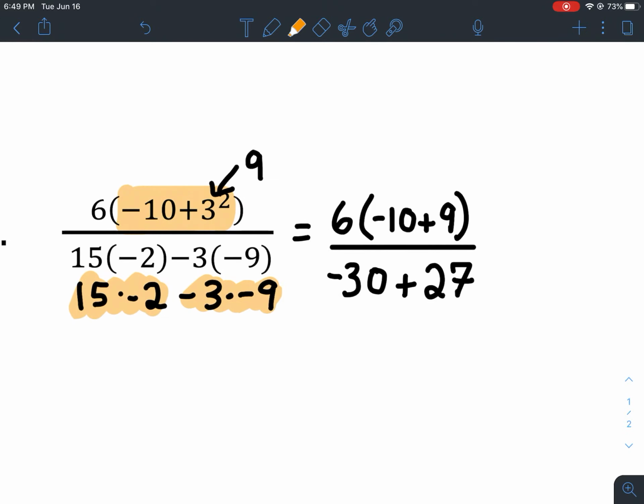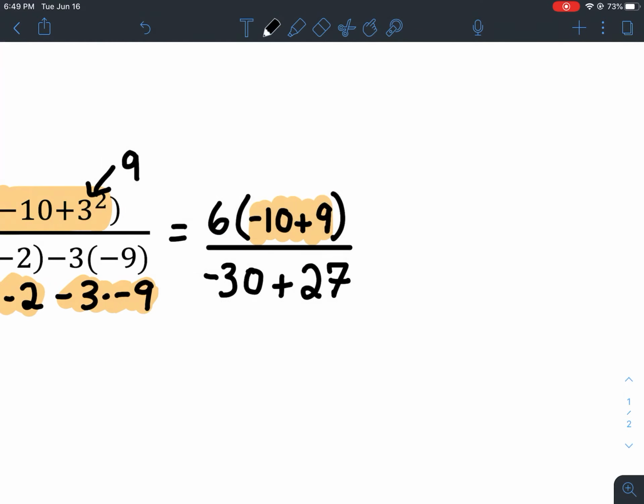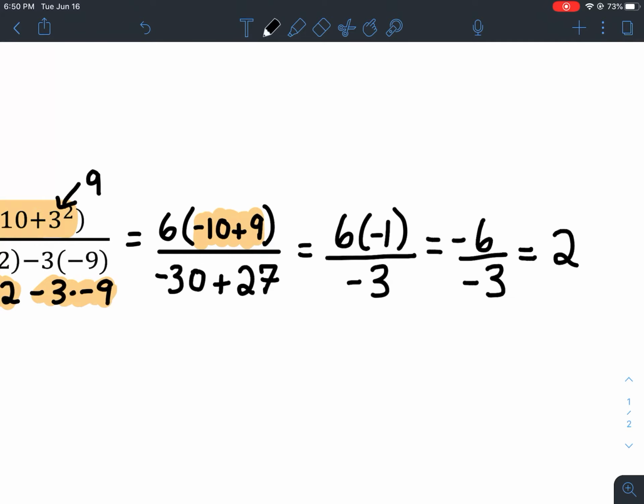Okay, inside the parentheses here in the numerator now, we have negative 10 plus 9, which is negative 1. And then on the denominator, we have negative 30 plus 27, which is negative 3. 6 times negative 1 is negative 6. So we have negative 6 divided by negative 3, which is positive 2.